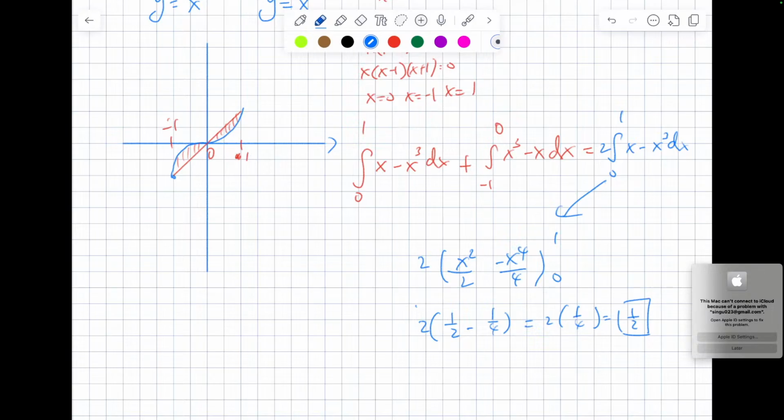Yes. Because they are symmetrical, the left piece and right piece are symmetrical. So I can just do the integration from 0 to 1 times 2. Now that only works with symmetrical though.